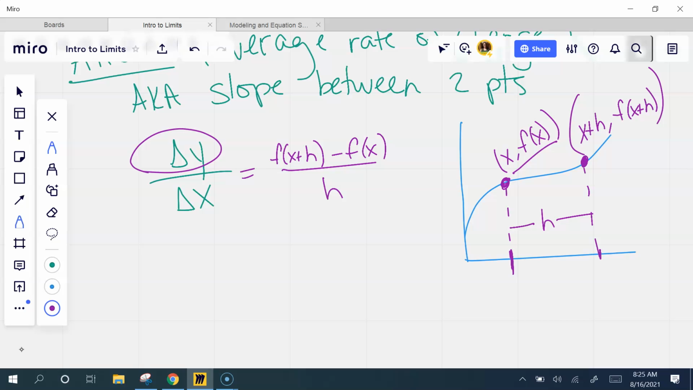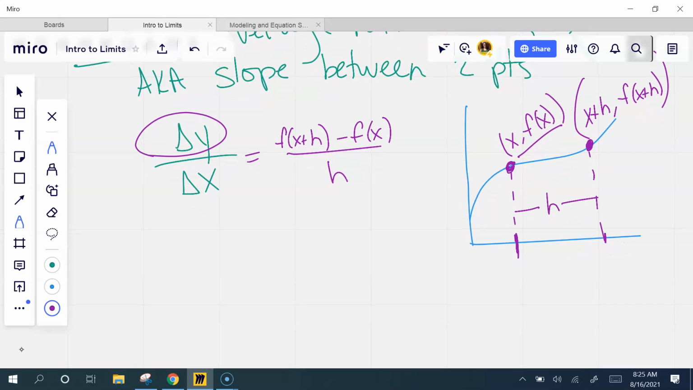So now let me ask you this. This is the rate of change between these 2 points, right? And it's averaging the rate of change. Could I find the rate of change at a specific point? So you're saying 1 point, and 1 point alone has a rate of change. You're saying you need 2. Try one more time.